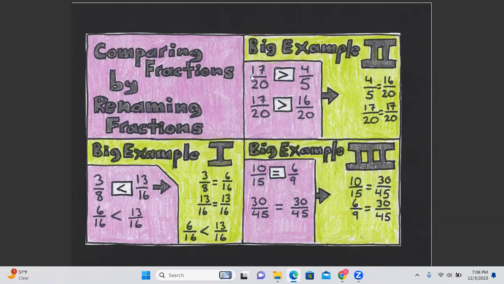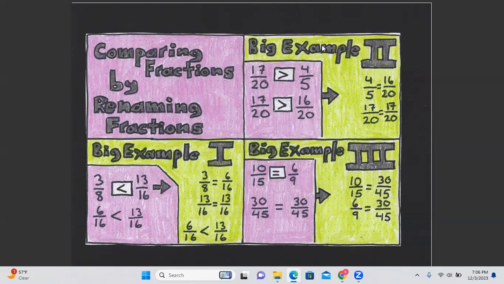In this case, how do we know that 17/20 is greater than 4/5? Well, we know that 4/5 will be equal to, let's say, 16/20 if we use the least common multiple method. Right here, 16/20 is just a little bit smaller than 17/20. So if we read it from left to right, 17/20 is greater than 16/20.